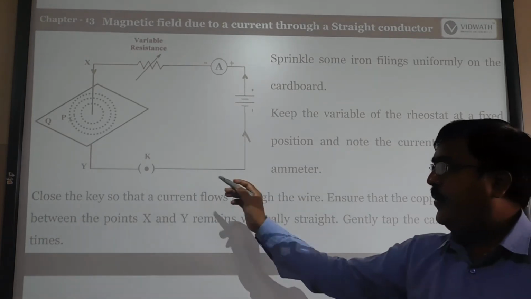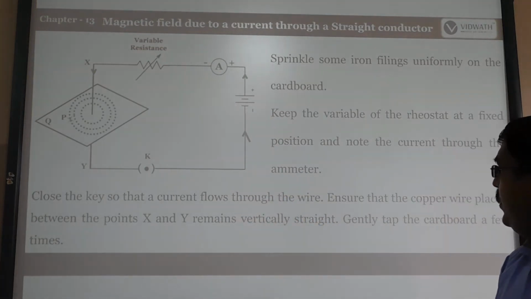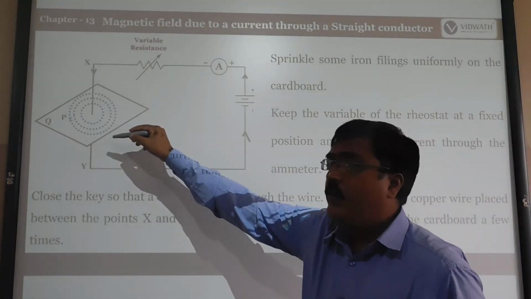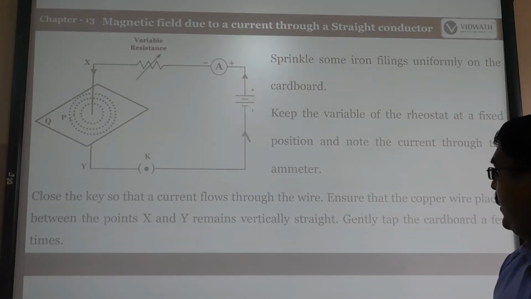So when the key is closed, what happens? The current should also flow. Ensure that the copper wire placed between X and Y remains vertically straight. You can take down the copper wire, and arrange some iron filings around it. Gently tap the cardboard a few times.